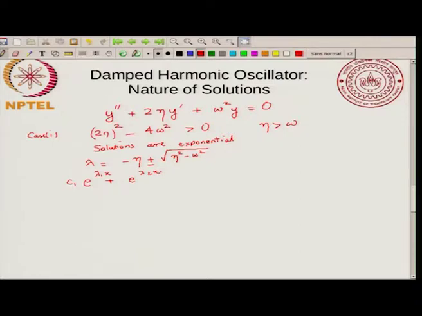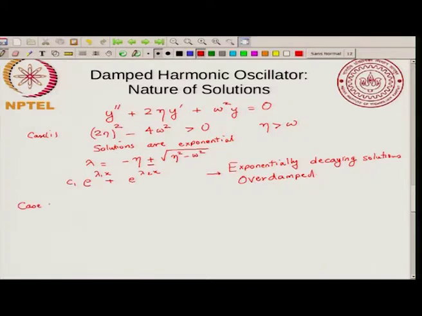Now, notice that if eta is greater than 0 and eta is greater than omega, then for the root where this is plus, this square root quantity will always be less than eta. So, this lambda will always be negative. So, what you have is exponentially decaying solutions. In this case you say that the solution is over damped. So, this is called an over damped oscillator.